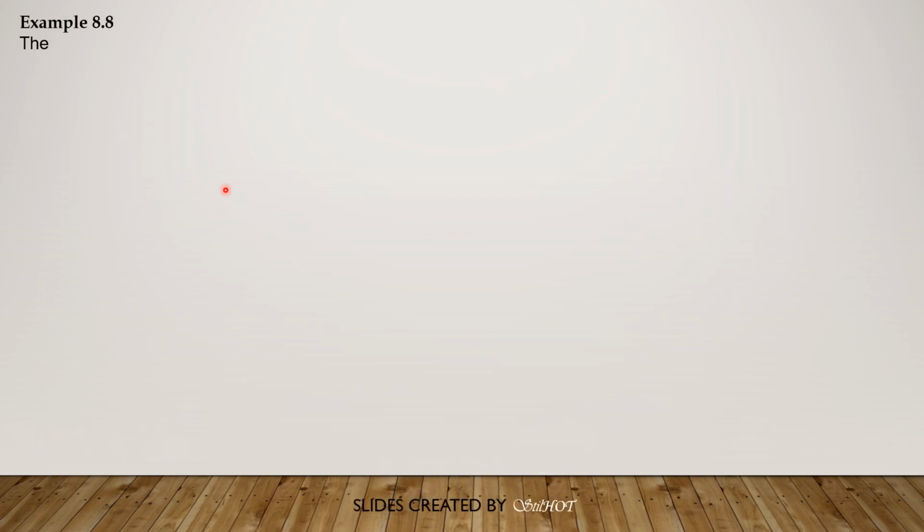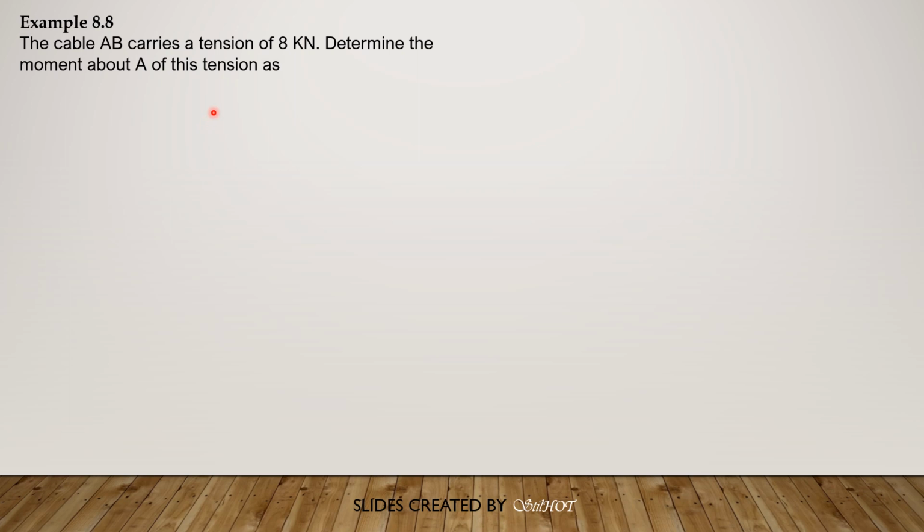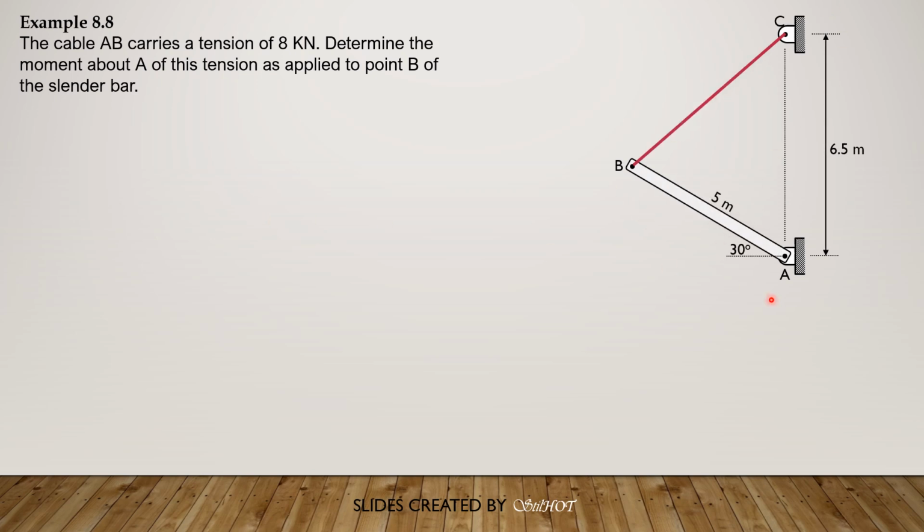Sample 8.8. The cable AB carries a tension of 8 kilonewtons. Determine the moment about point A of this tension as applied to point B of the slender bar. So this is the figure.